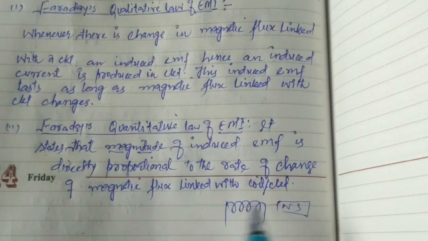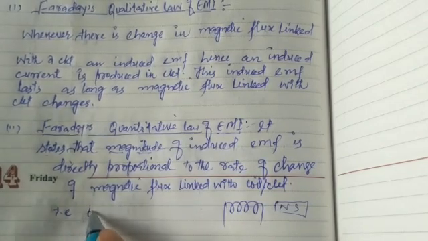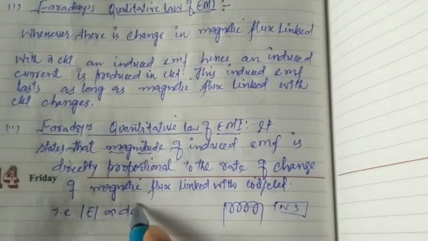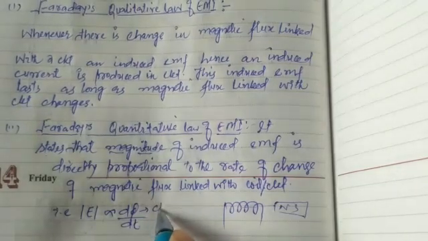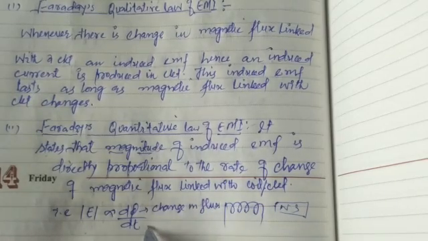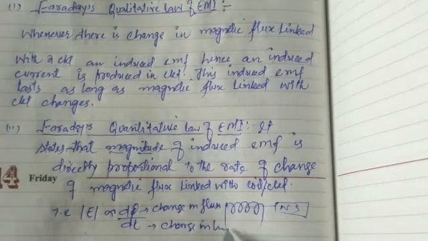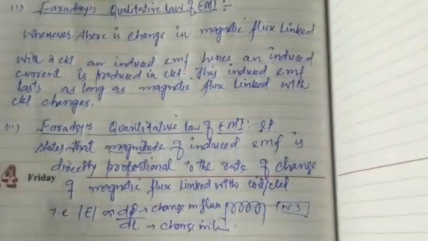If more and more magnetic flux changes, there will be a large magnitude of induced current. From this law, we can represent induced EMF by E, directly proportional to d phi by dt, where d phi is the change in flux and dt is the change in time.